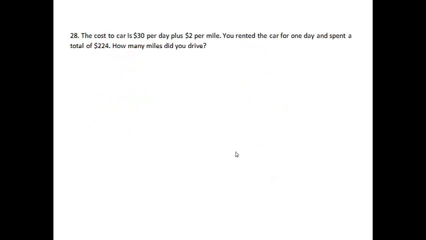All right, 28. The cost to, I'm guessing this is rent a car, is $30 per day plus $2 per mile. You rented the car for 1 day and spent a total of $224. How many miles did you drive? Okay, you could figure this out without writing an equation, but I would strongly suggest trying to write one. Okay, it says how many miles, so I'm going to let m be the number of miles. It says the cost to rent a car is going to be $30 plus $2 times every mile that you drive, and we know we spent 224.